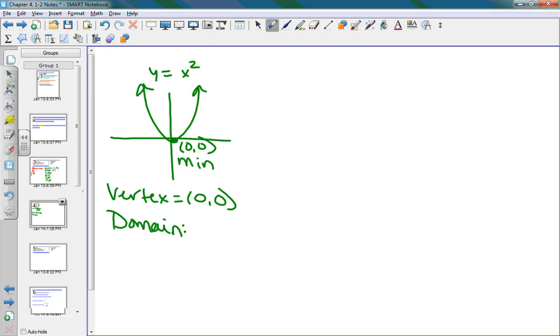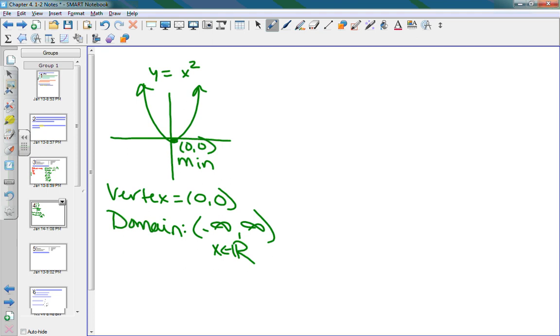Do I have corresponding y values to all those x's? Yes. What's the lowest possible x value that I can have? Negative infinity. And what's my highest possible x value? Positive infinity. This means that x is an element of the reals. That means x can be any real number that it wants to be.